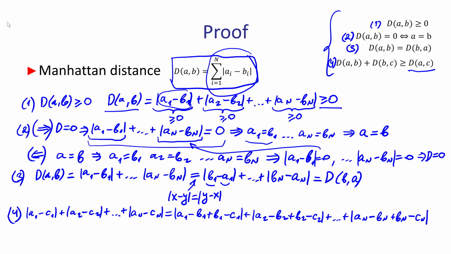Now, since this is addition and subtraction inside of the absolute value, we can just put those two together and those two together without changing anything. And we put in the same way those two together and those two together, we combine them into parentheses.